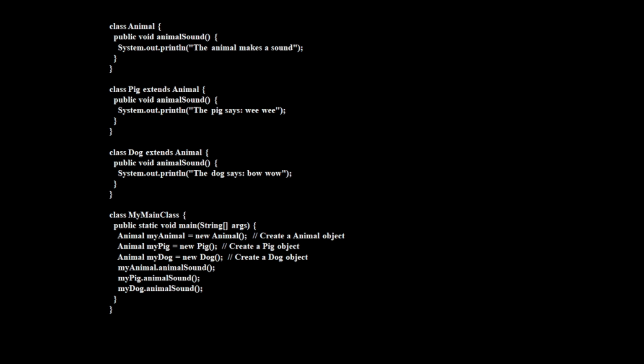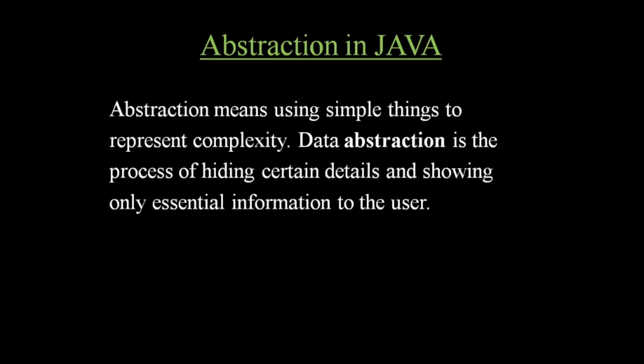Now let us go to the last concept, that is abstraction. So what does abstraction mean? It is the process of hiding the implementation and showing the functionality only. For example, we all know how to switch on a computer, but we don't need to know how it works in order to enjoy it. So now let us go for the programming approach of abstraction.